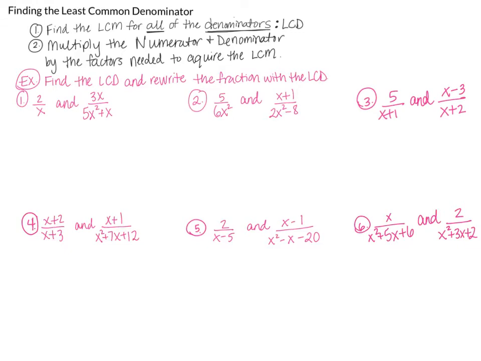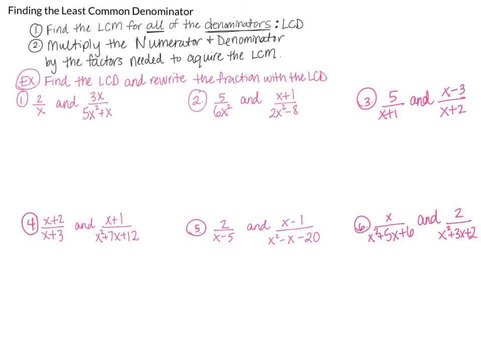Once we've found that least common denominator, then what we need to do is get our fraction in terms of that common denominator. So what that's going to look like is I'm going to have to multiply the numerator and the denominator by whatever I need to get to that least common denominator. Okay, so let's look at what that might look like here.